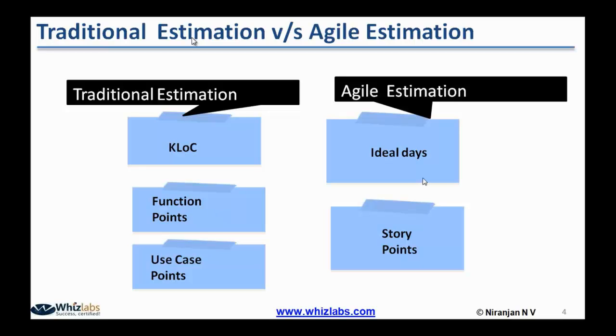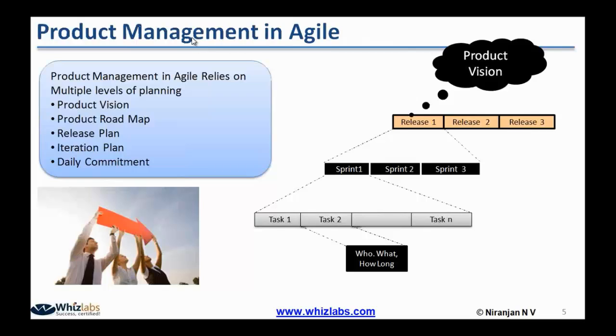Some of the units that we use in agile estimation are ideal days and story points. These are the most popular units currently used throughout the industry. So let's discuss how we do this. Before we get into the estimation, there are certain things which we should know when we start the project. For example, we are building a software product. How is product management in Agile done?